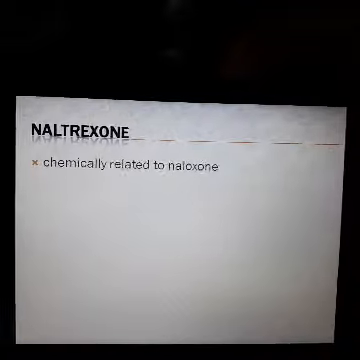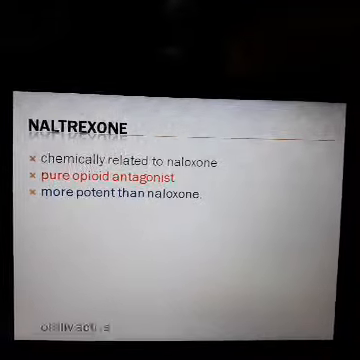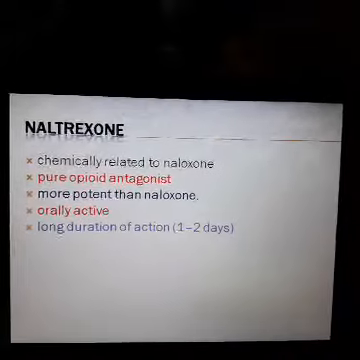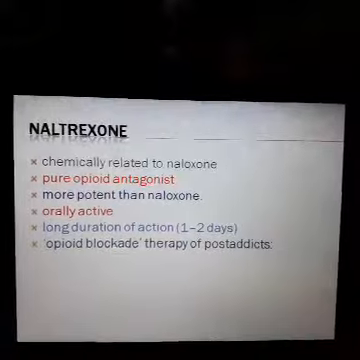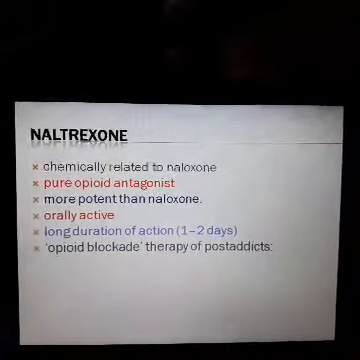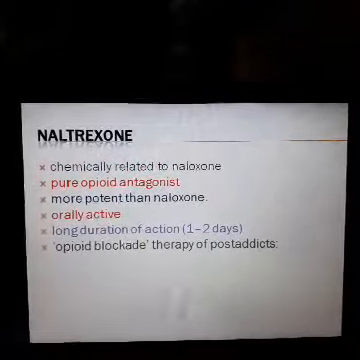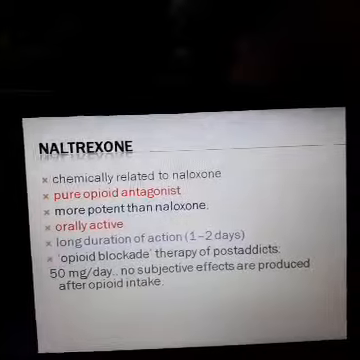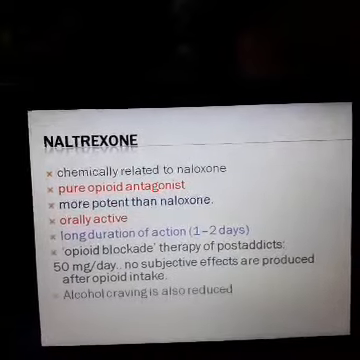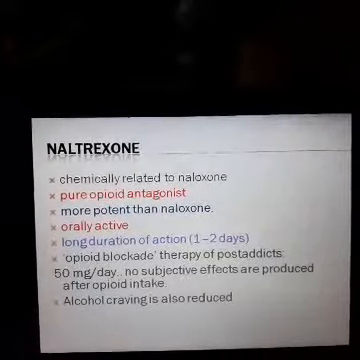Naltrexone. It is chemically related to naloxone, but it is a pure opioid antagonist and more potent than naloxone. It is orally active, with a longer duration of action, 1 to 2 days, and a slower onset of action. Due to its slower onset and longer duration of action, it is mainly used in the treatment of addiction. At 50 mg per day, maybe once or twice daily, no subjective effects are produced after opioid intake. It can also be used in the treatment of alcohol addiction.